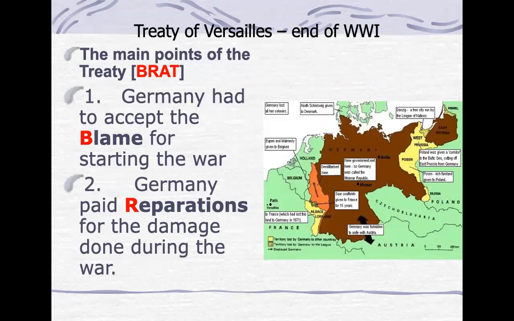So the Treaty of Versailles, probably mispronounced that, guys, was the end of World War I. The main points of the treaty were BRAT, which is an acronym. One, Germany had to accept the blame for starting the war. That was the B in BRAT. Germany had to pay reparations for the damage done during the war. Reparations, that is the R.